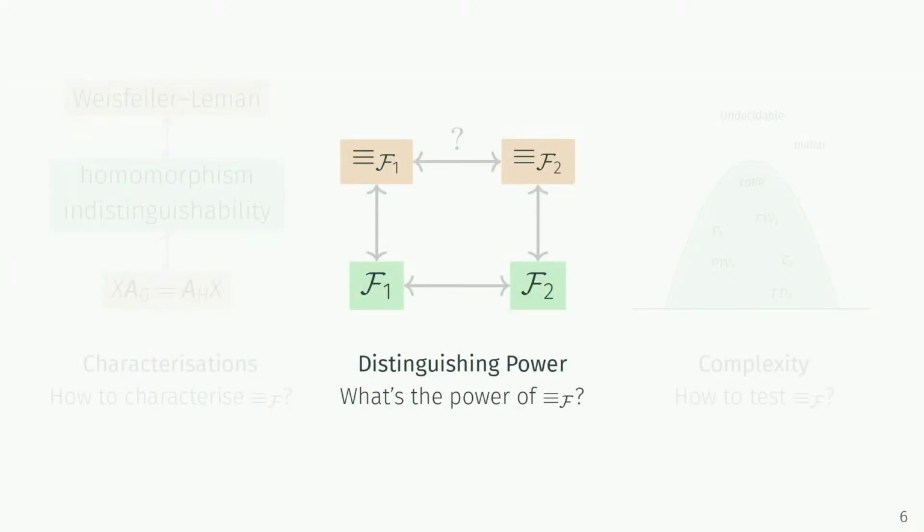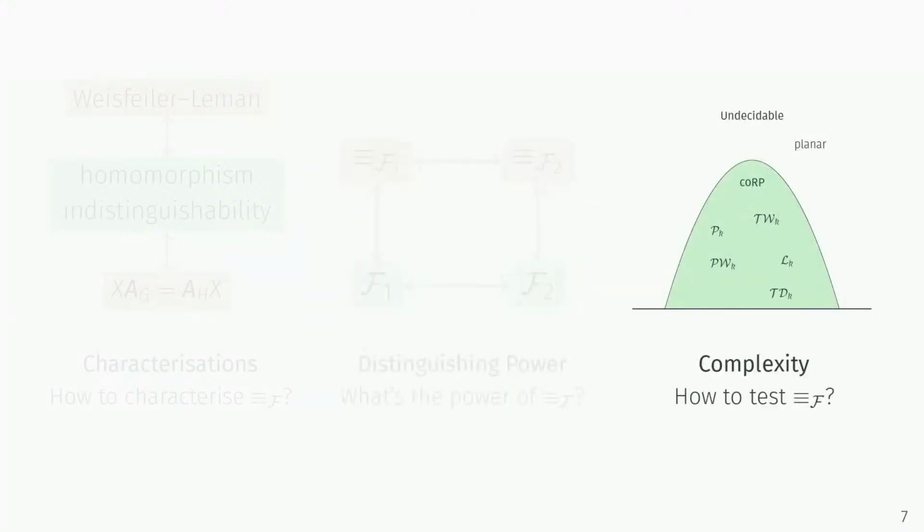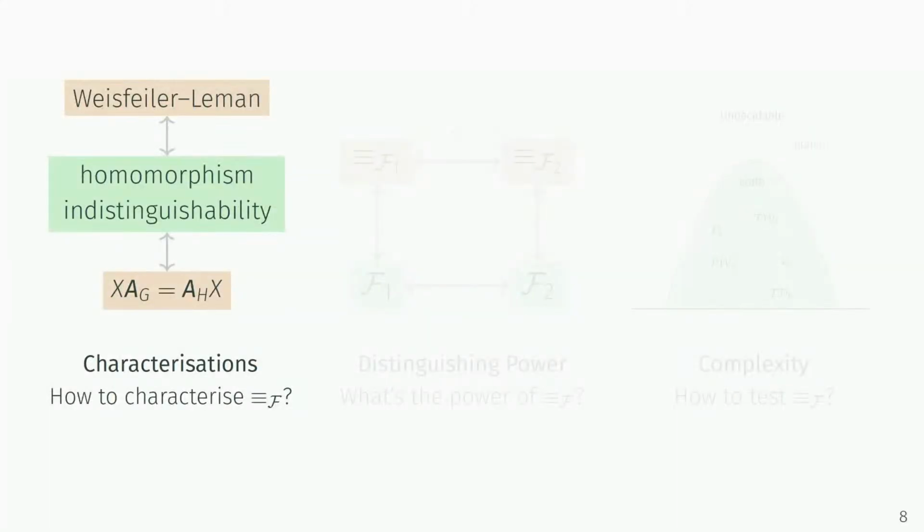In the second part, I get to the distinguishing power, so to the question of what sort of graphs are actually distinguished by such graph isomorphism relaxations, what sort of graphs can I distinguish with a certain GNN architecture. In the last part, I'll talk briefly about the complexity of homomorphism indistinguishability, so the complexity of deciding whether two graphs are homomorphism indistinguishable over a certain graph class. This might not tie in that directly to the GNN people, but I think it's a very nice line of work and might be interesting to you anyhow. Okay, so let's start with characterizations.